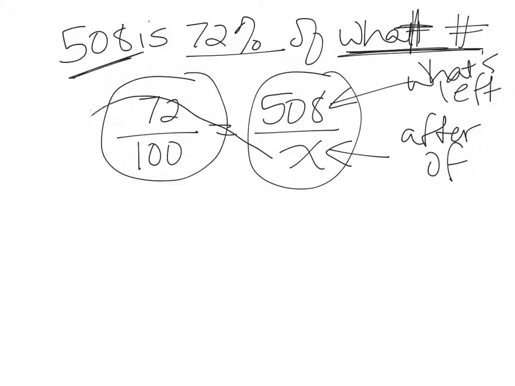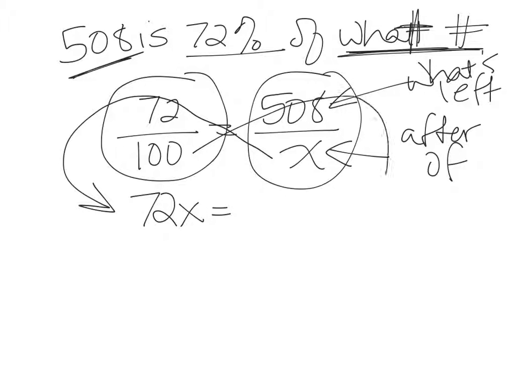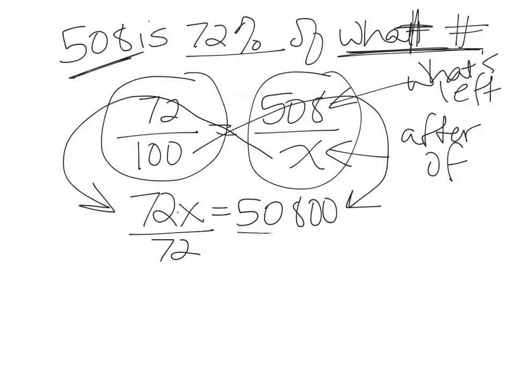So I'm going to do 72 times x and write that here. I'm going to do 100 times 508 and write that here. Now x is multiplied by 72, so I undo that by dividing by 72.